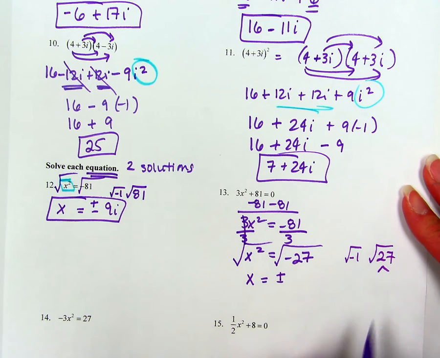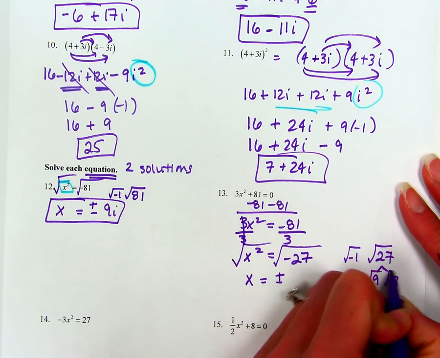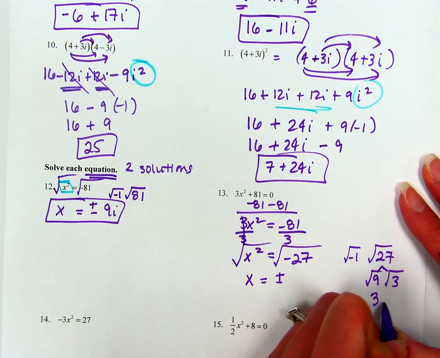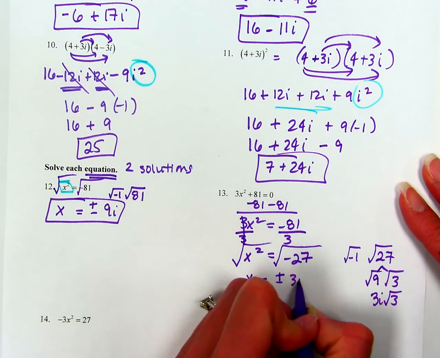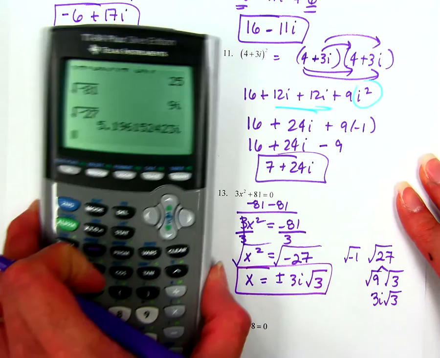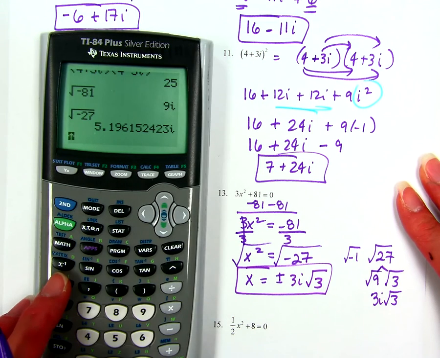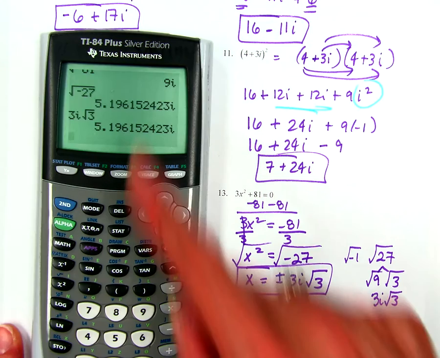And what's a number that goes into 27 that's a perfect square? Well, we have 9 times 3. So the square root of 9 is 3, root 3. The square root of negative 1 just means that I have 3i radical 3. If you want to, you could double check that this is the correct answer. So we can say, well, 3i radical 3, and that's what we got.